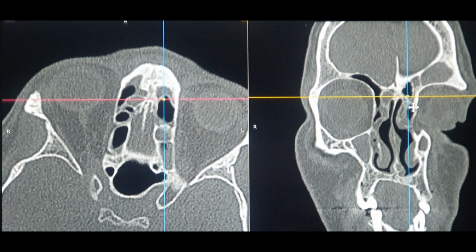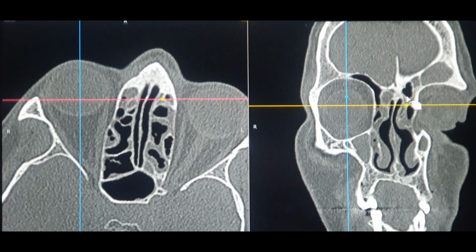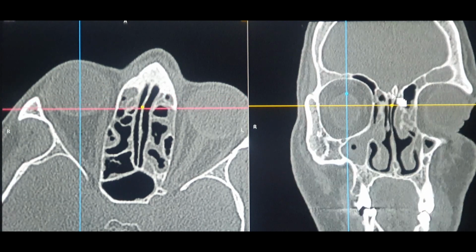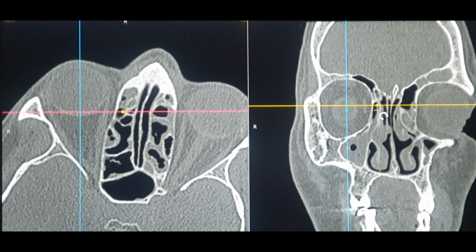And the next thing you need to remember is the crista galli, the cribriform plate, the roof of the ethmoid. It is very, very important. A lot of young residents, young surgeons make a mistake: they think that the cribriform plate is a part of the frontal area. But that's not the case. The cribriform plate is a part of the ethmoidal labyrinth. It's a part of the ethmoidal bone.